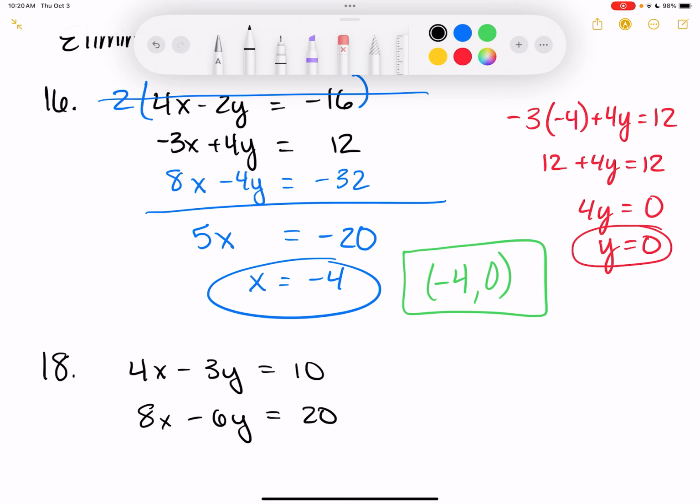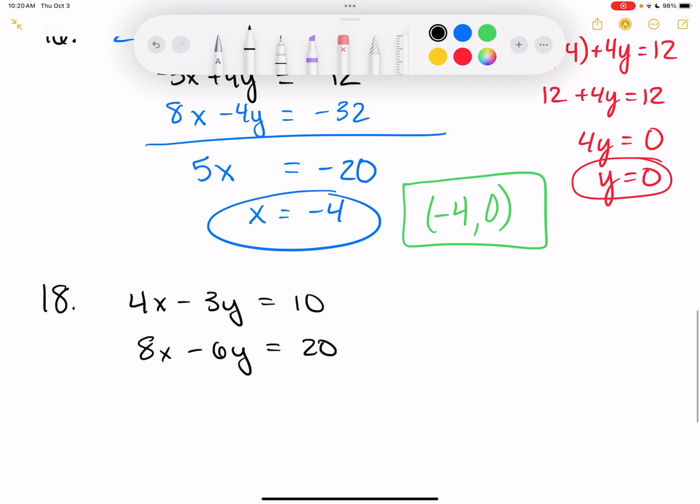Y'all want to eliminate x or y? X. Both of them, it doesn't matter. So I'm multiplying the top equation by what? Negative 2. So I'm going to have negative 8x plus 6y equals negative 20.